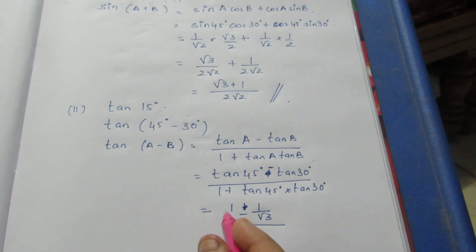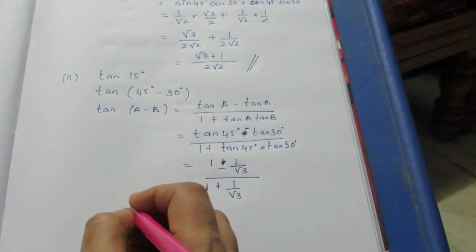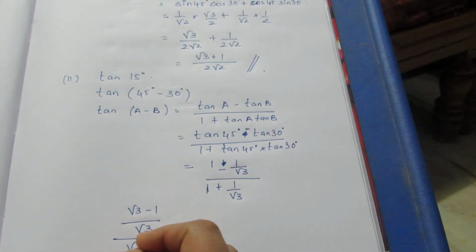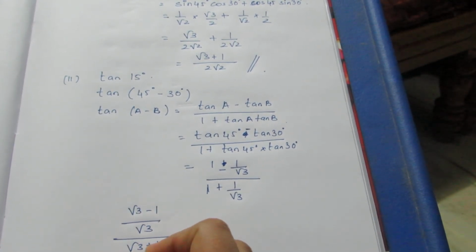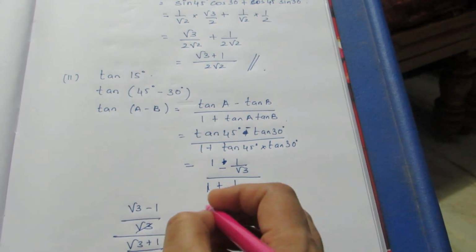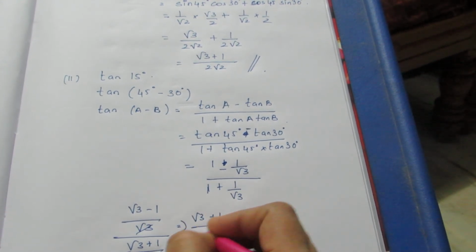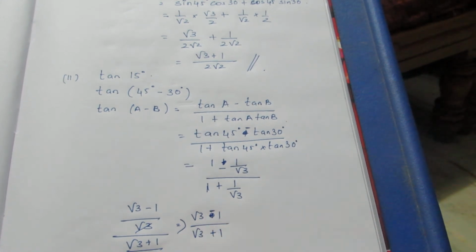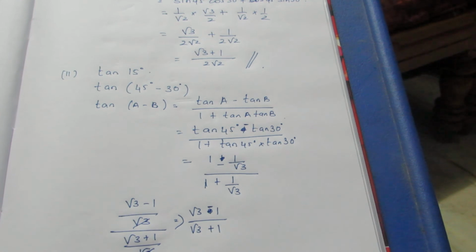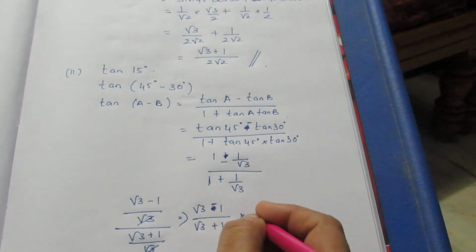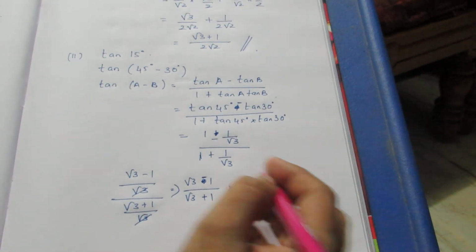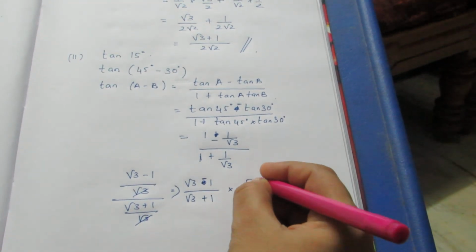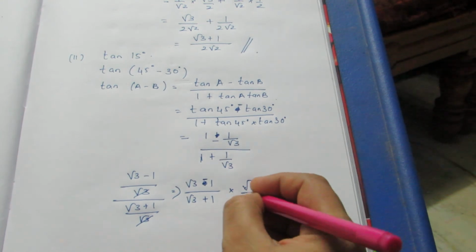Now I am going to take the LCM. If I take the LCM, it becomes root 3 minus 1 by root 3, divided by root 3 plus 1 by root 3. Here root 3 gets cancelled. So it becomes root 3 minus 1 by root 3 plus 1. I need to conjugate this. In the numerator there is only one root, but here it's plus or minus, so I need to conjugate. So it becomes root 3 minus 1.